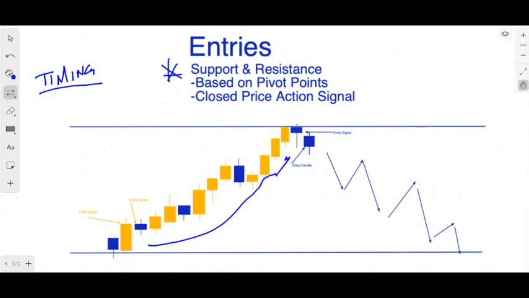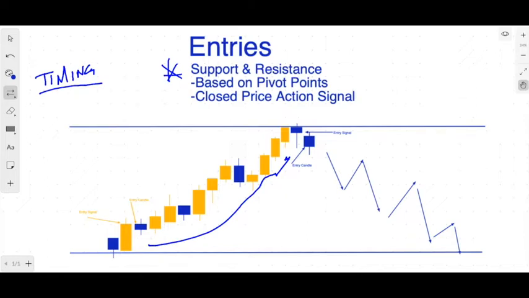Now, we're going to go over what's on your screen, and then we're going to actually look at the chart so that we can understand it here. Now, a couple of things to note about entries with support and resistance is that, like we said initially, it's based on pivot points. All right, it's based on points where the market is giving us a signal that it's going to reverse, and we are basing our bias on a closed price action signal.